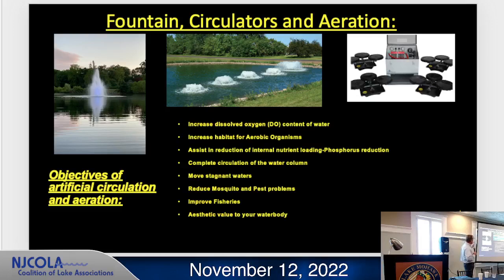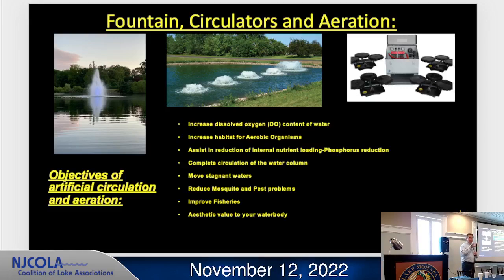So most people speak about aeration. We talk about fountains, circulators, and diffused aeration. The reason why you put these systems in place in either ponds or lakes is you're always trying to get water movement, and you're trying to increase your dissolved oxygen level in your lake system. More oxygen increases aerobic activity, it increases chewing up of the organics on the bottom by the bacteria.